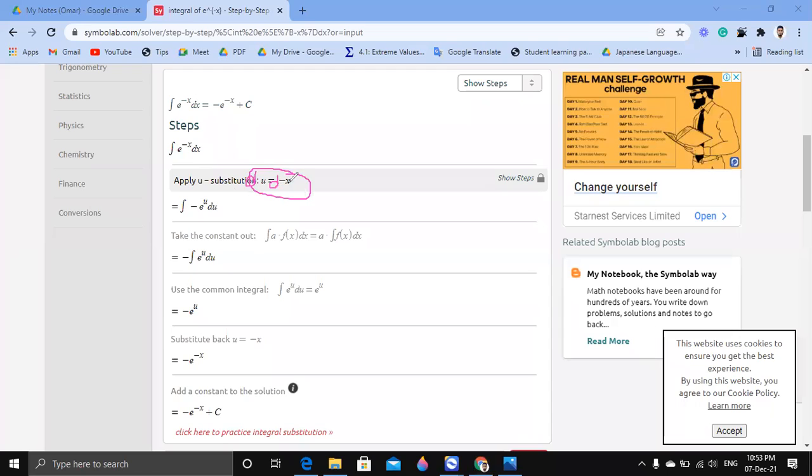So d minus x, it looks like dv, or dy. So we can call it y derivative dx. Guys, do you remember this formula? dy is equal to y derivative dx. So y derivative, here y is minus x. So the derivative of minus x will be only minus 1, and then dx. So this part makes minus 1 dx, right?